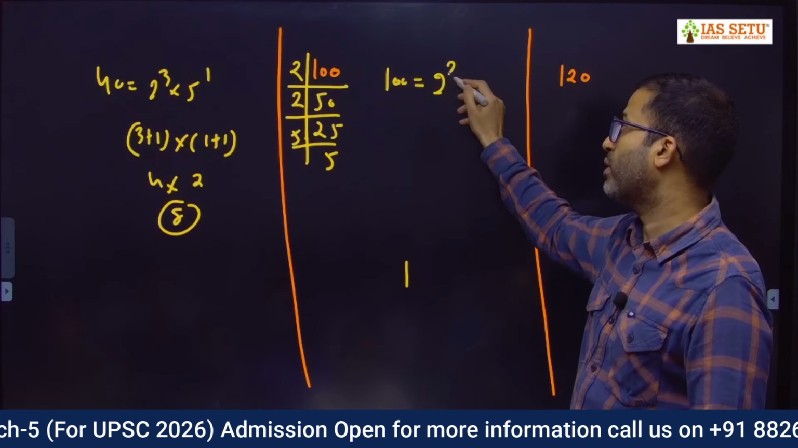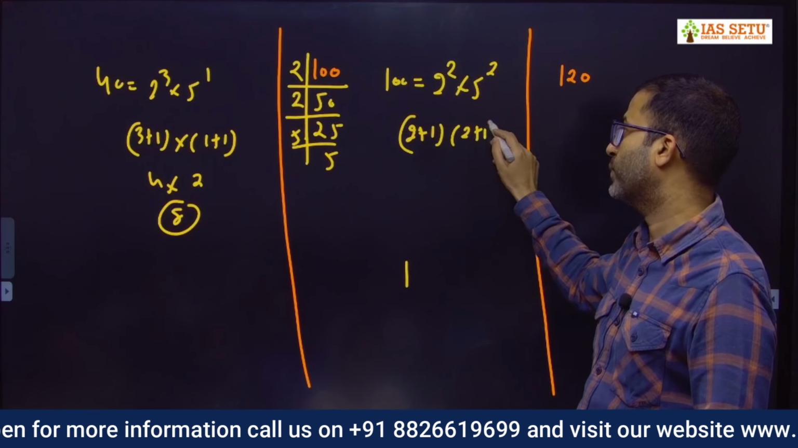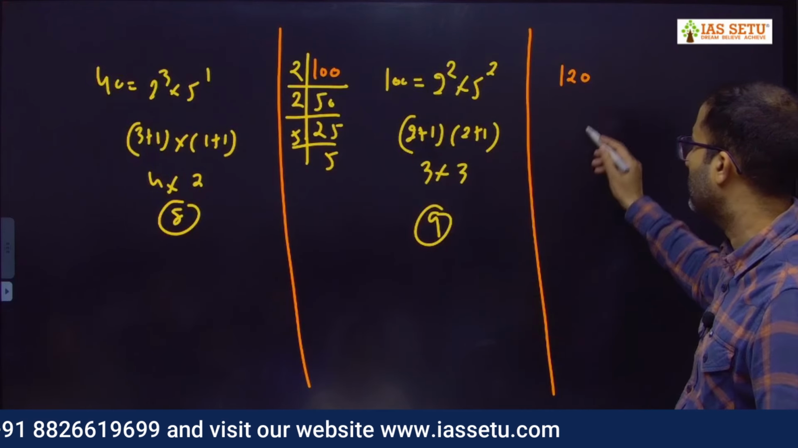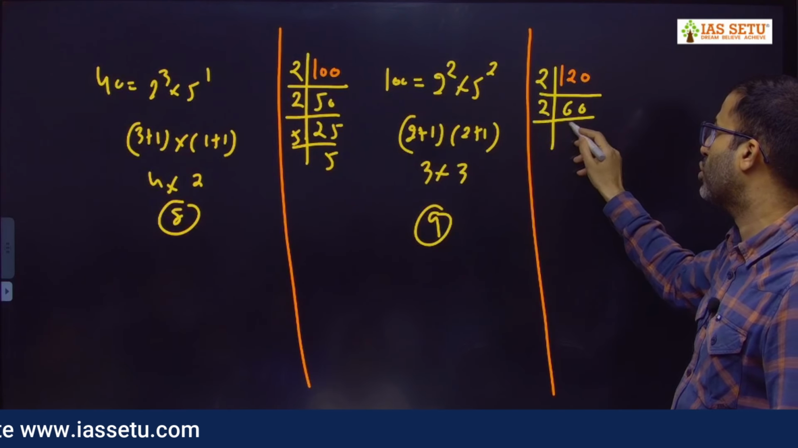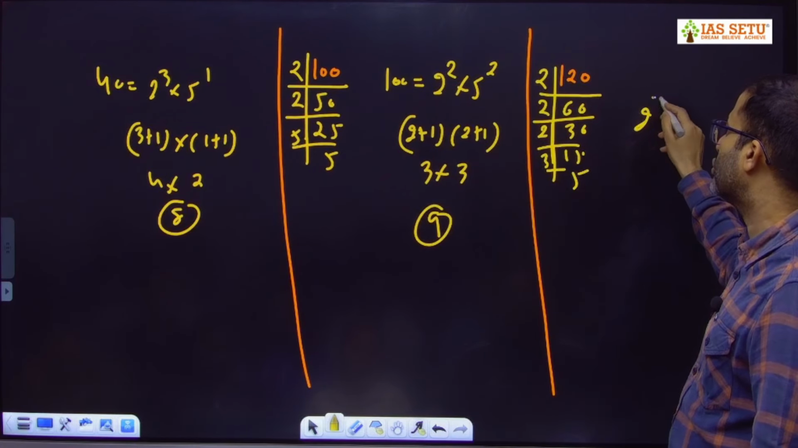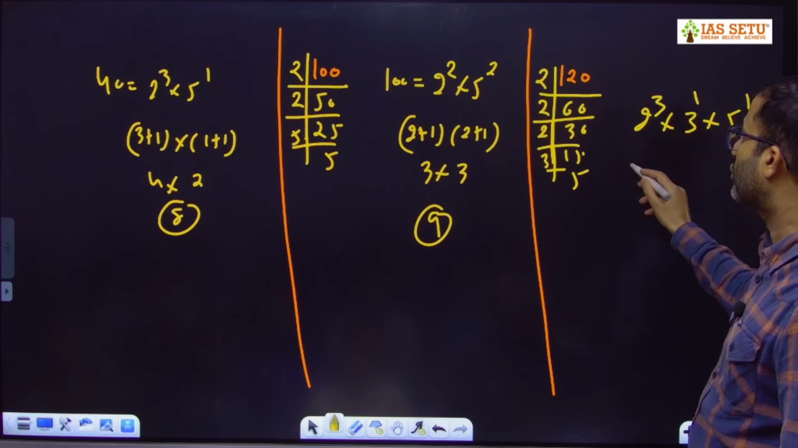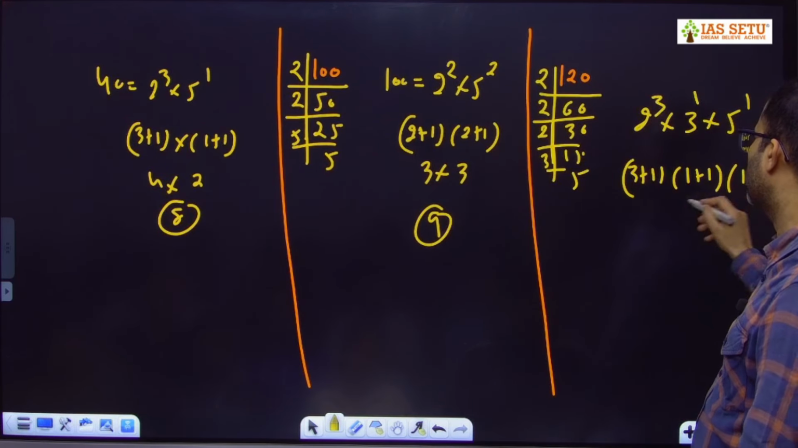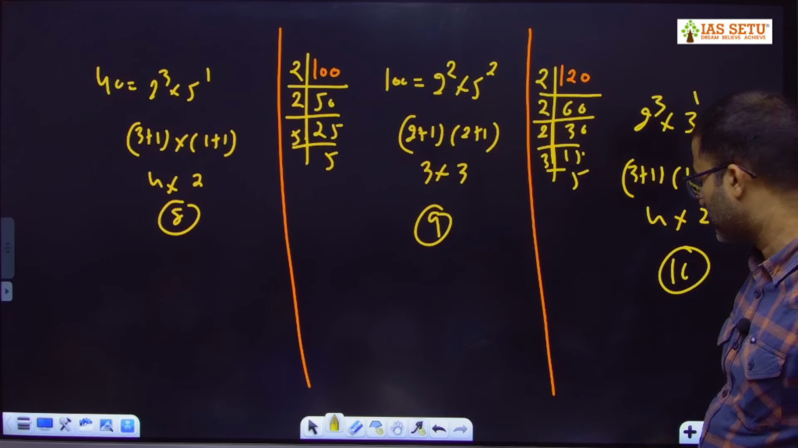So it is 2 to the power 2 into 5 to the power 2. So this is 2 plus 1, 2 plus 1. So it is 3 into 3, 9. 100 has 9 factors. What about 120? What is your answer? 2 common 60, 2 common 30, 2 common 15, 3 common 5. It is 2 to the power 3 into 3 to the power 1 into 5 to the power 1. So 3 plus 1, 1 plus 1, 1 plus 1. It is 4 into 2, 8 into 2, 16. So 120 has 16 factors.